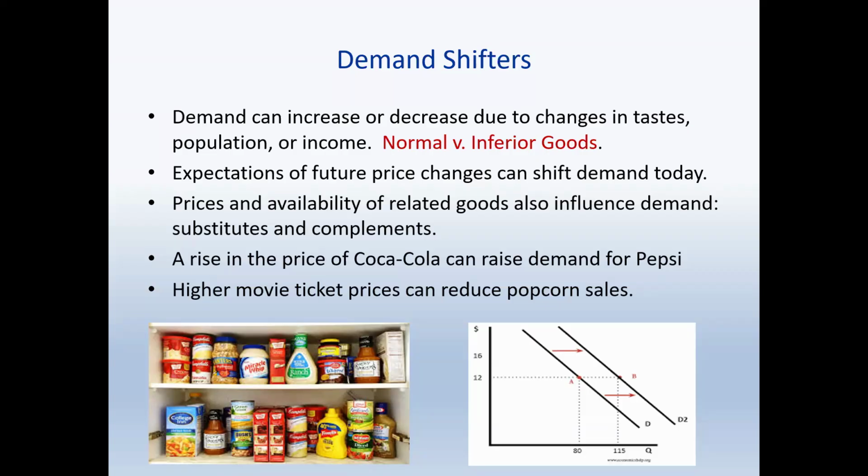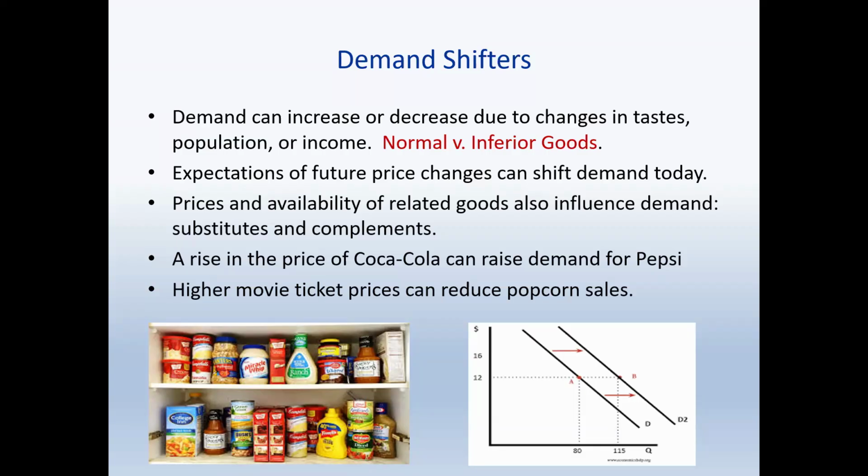The price and availability of related goods also influence demand. There are two types of related goods. The first type we already talked about. Those are substitutes, goods that are similar in characteristics. For instance, if you like Cheerios and the price of Cheerios increases, you may choose another cereal like Special K.